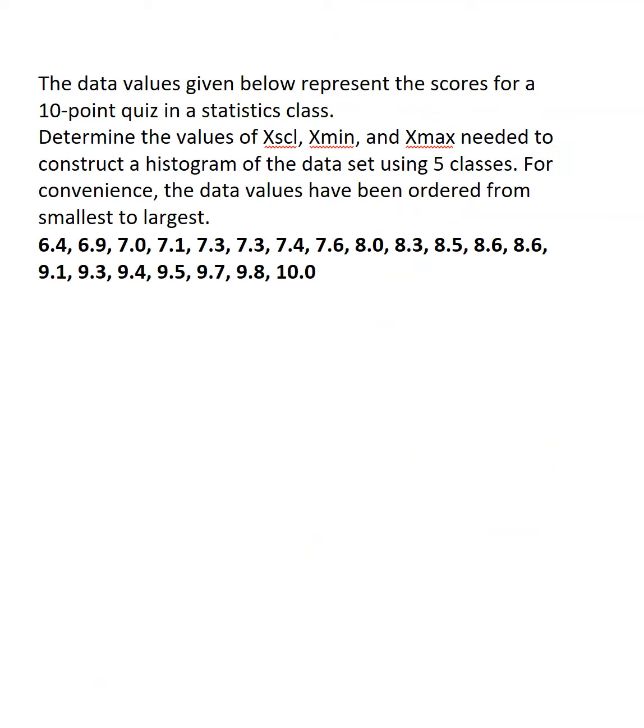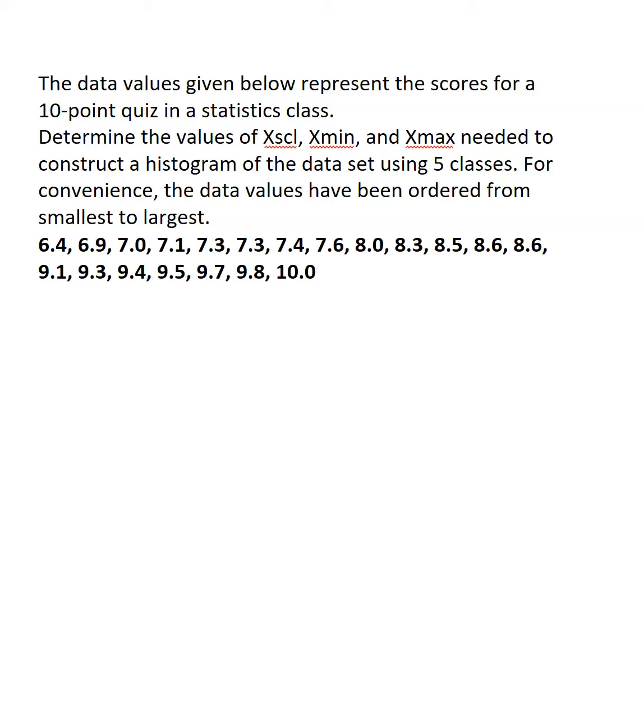Here is a data set. Let's read the question. The data values given below represent the scores for a 10-point quiz in a statistics class. So the maximum number of points would be 10, right? Determine the values of X SCL, X min, and X max needed to construct a histogram of the data set using 5 classes. Now, we saw in the previous example it automatically created the classes because we did not specify how many. Now if we have to specify the classes, how do we use the calculator to build that requirement into it? And it says for convenience the data values have been ordered from smallest to largest.